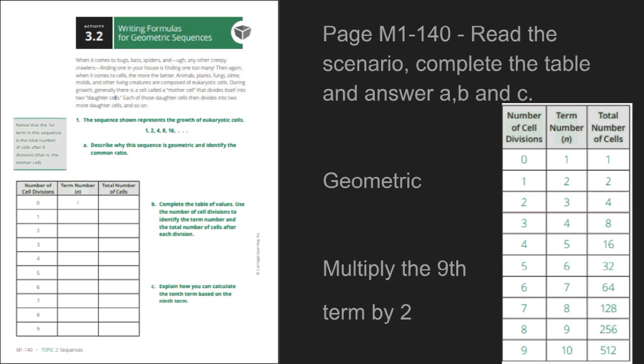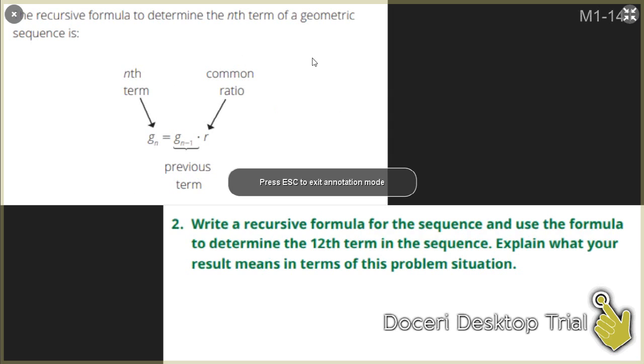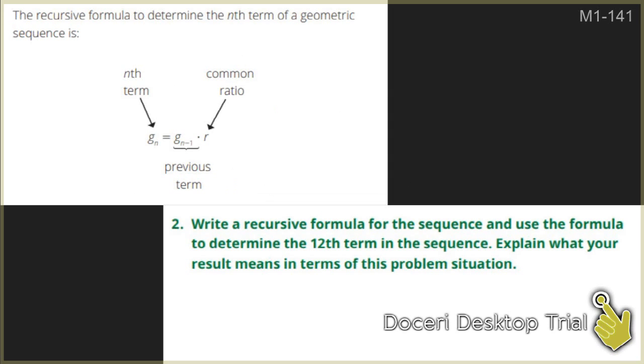So if we wanted to find the 10th term, we would find the 9th term, and then we would multiply it by 2. That's not a recursive formula exactly, but we kind of did that in our head. But now we can write a recursive formula. That is the next page, page 141. We are going to actually write a recursive formula for a geometric sequence.